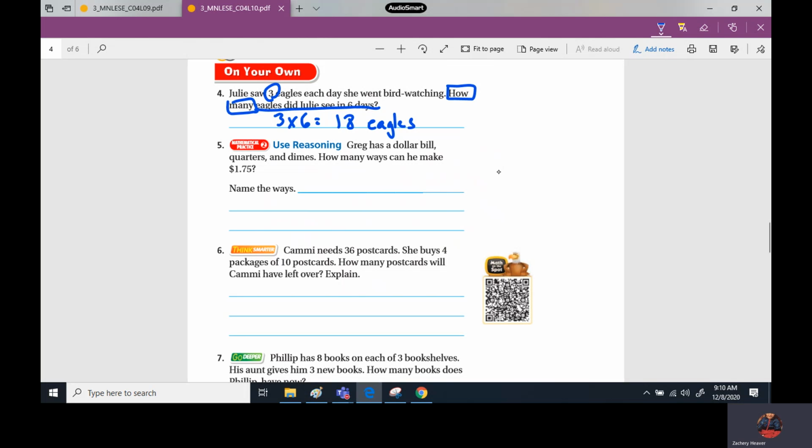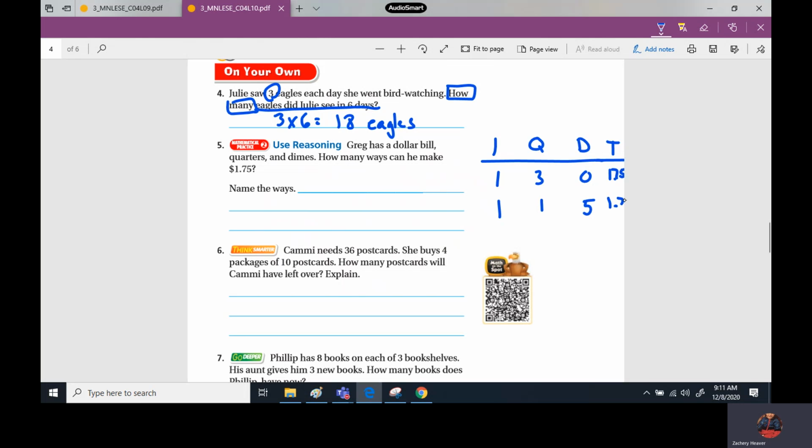So let's do it right here. He has $1, a quarter, and a dime. So the total has to be 175. We know this. So he could have $1, 3 quarters, and 0 dimes to make $1.75. He could have $1, 1 quarter, and 5 dimes, right? Because that makes $1.75.